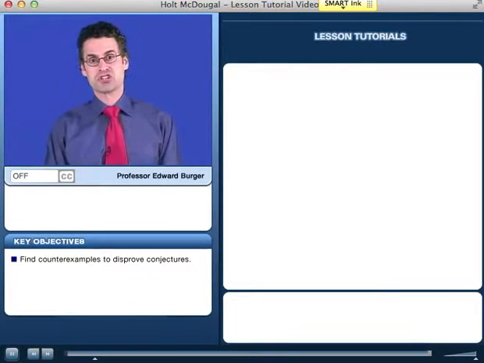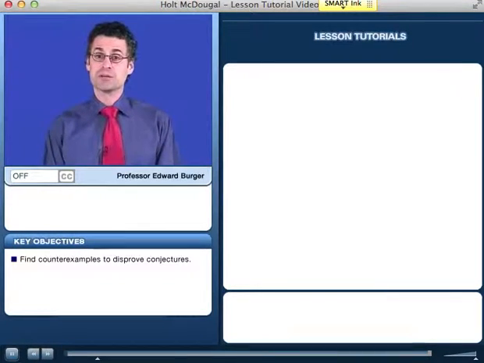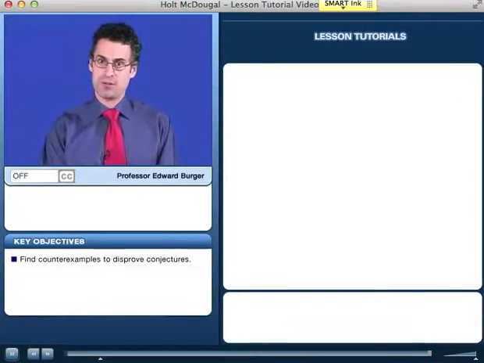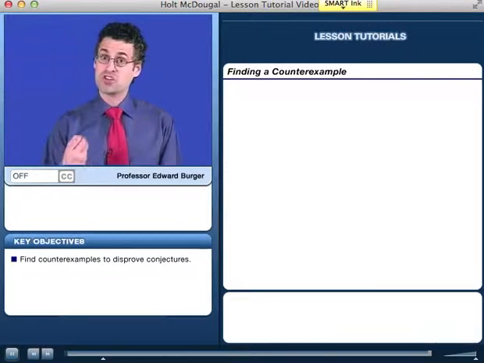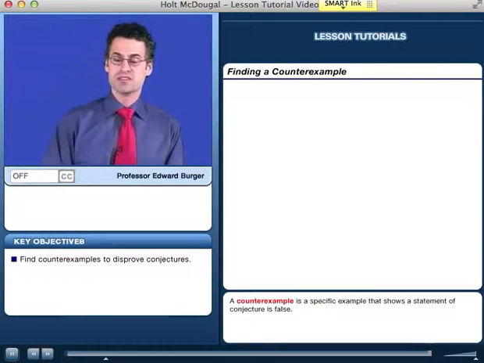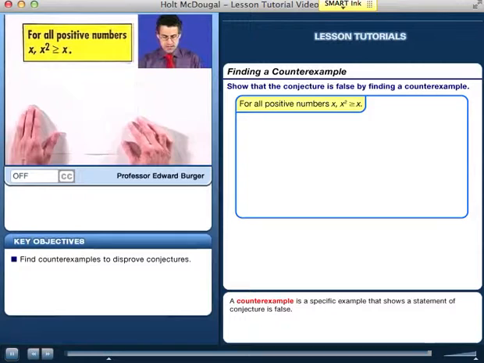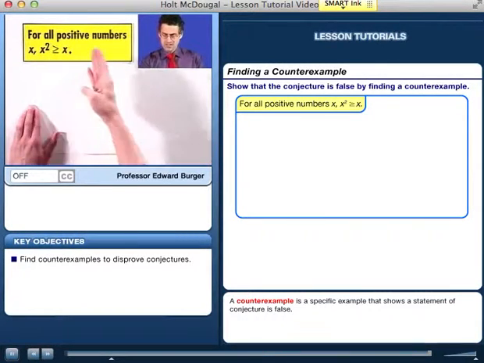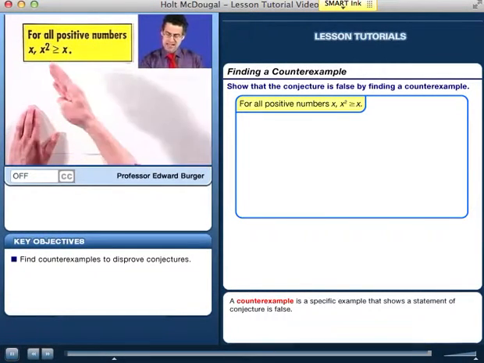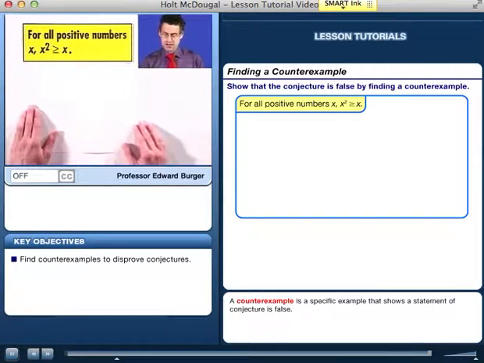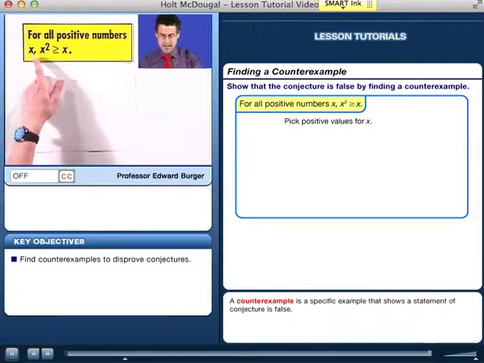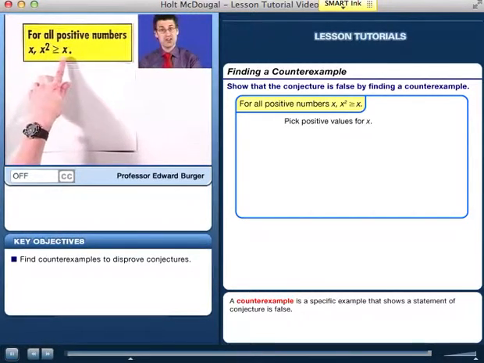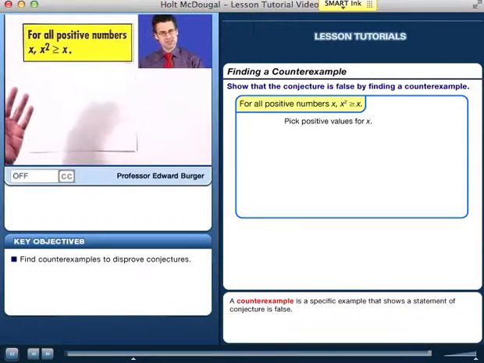One easy way to show a statement is not true is just to produce what's called a counterexample, a specific example which shows the statement is false. So let's take a look at this statement. Here's a statement. For all positive numbers, x squared is always greater than or equal to x. Now maybe that sounds sort of true, because if you take, for example, the number 3 for x, you see 3 squared is 9, which is greater than or equal to 3.